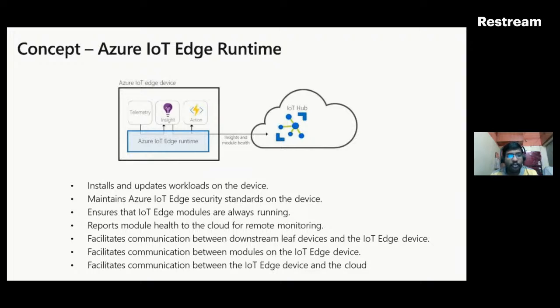And then it also ensures which modules are running inside your IoT Edge, and it is also responsible for reporting remote module health to the cloud for remote monitoring. And it also facilitates communication between your downstream leaf devices and the IoT Edge device, between modules on the IoT Edge device, and from the IoT Edge device to your cloud as well. This entire communication process will be taken care of by the Azure IoT Edge runtime. Okay.